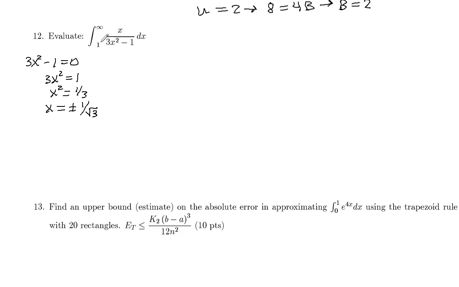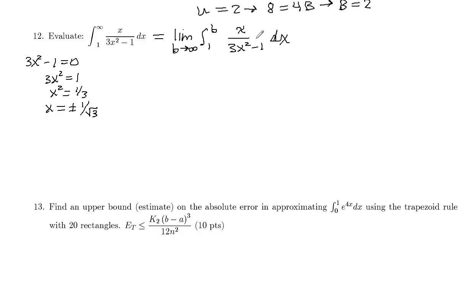So you want to check and make sure it's not improper at both ends, because that is possible. If it's improper at both ends, remember you have to break it up into two pieces and then look at one piece at a time. So this one we're going to do a limit, and we are going to integrate from 1 up to b, and we're going to let b go to infinity. So that's the first thing that you do when you got an improper integral, is get that limit in there. x over 3x squared minus 1 dx.